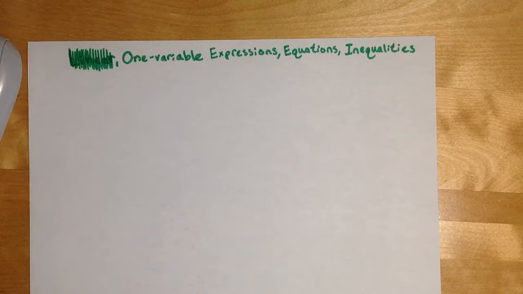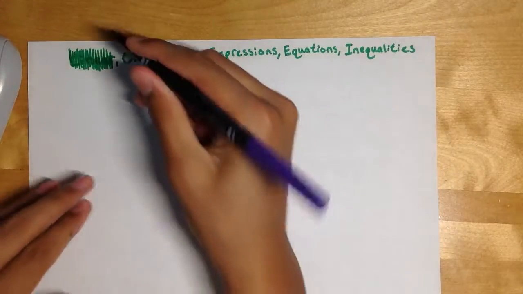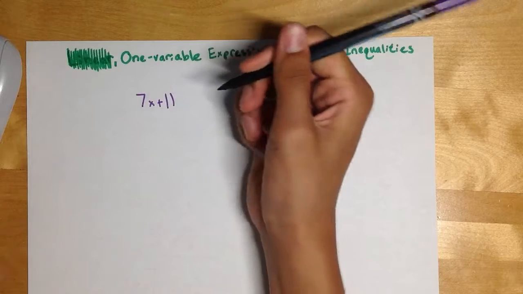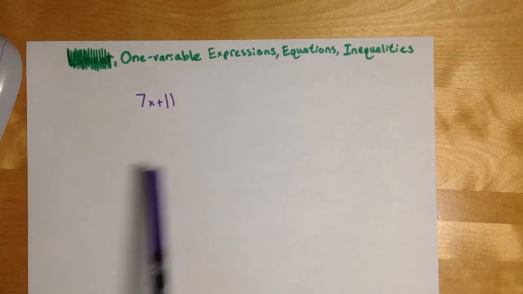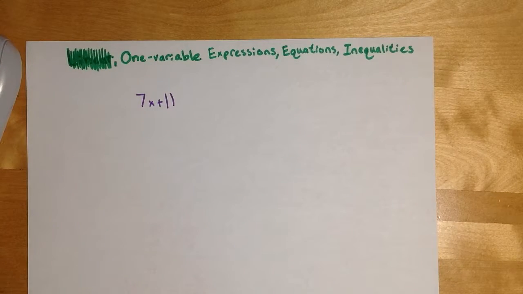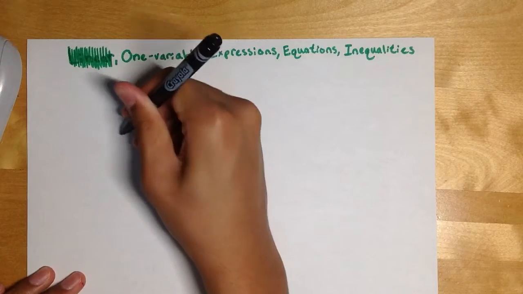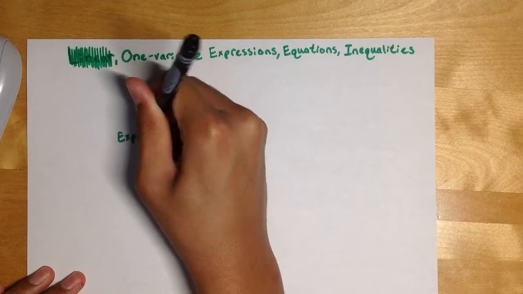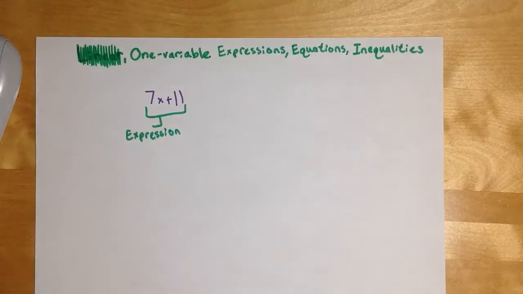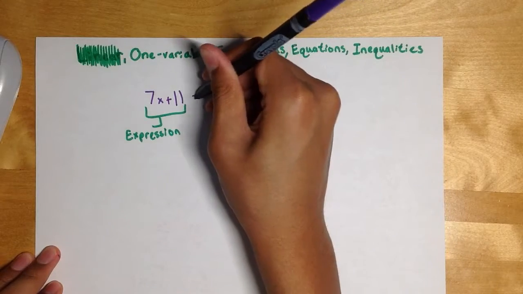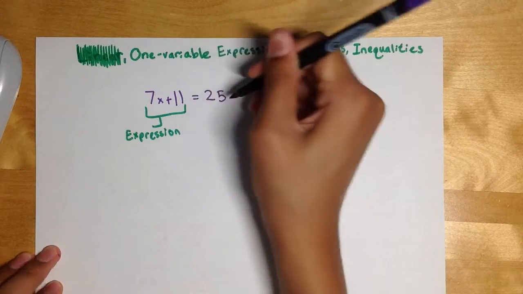What are these? Expressions are a set of numbers with no equal sign. So an example would be 7x plus 11. For this, you're never going to be able to solve for exactly what x is, because you don't know what that's equal to. Now, how do you get that to an equation? Here, let's actually label this. That's an expression. Now, for an equation, you're going to say that equals, say, 25.